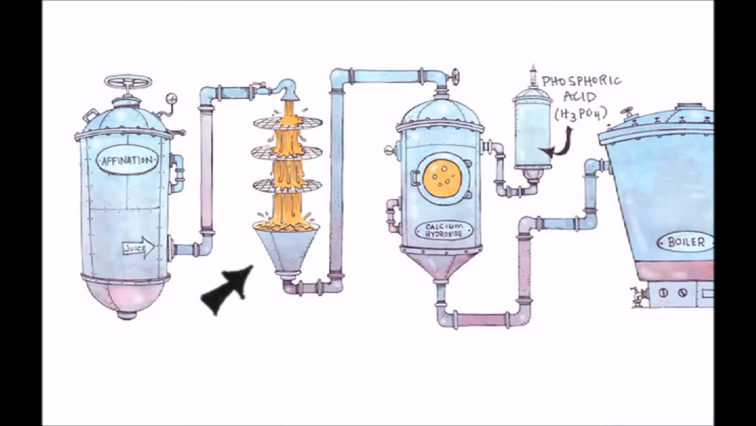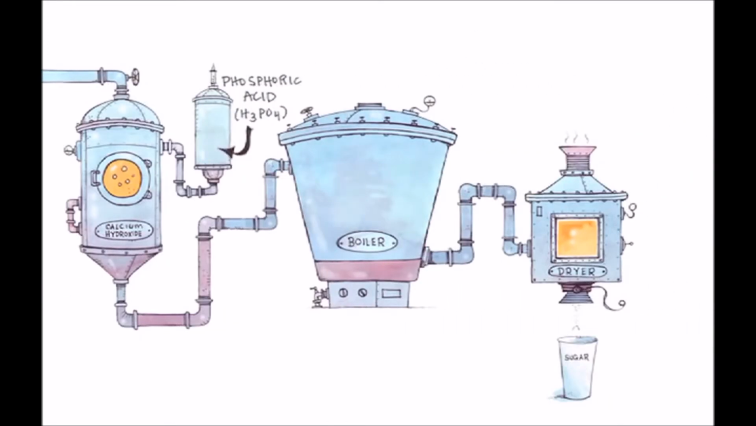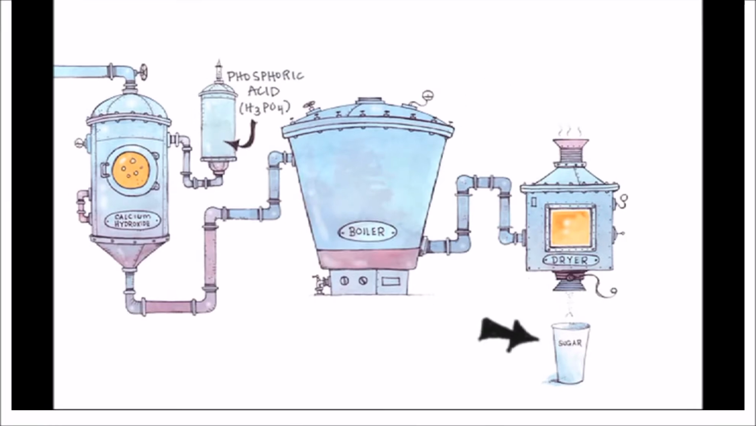From there, the sugar is clarified and decolored, either with phosphoric acid and calcium hydroxide or with calcium dioxide. Finally, the solution is boiled one last time to concentrate it into white granulated sugar crystals.